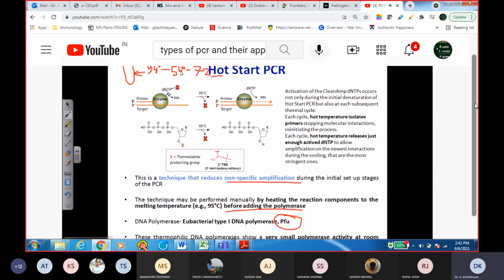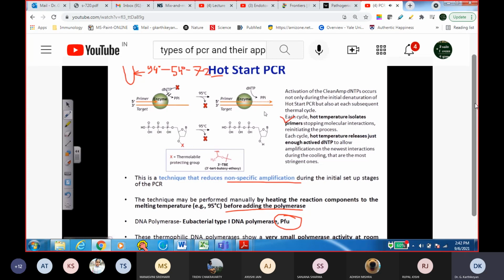So this cycle will be continued, but before all these things happen, we need to heat this master mix at 95 degrees Celsius, and heating this master mix to 95 degrees Celsius ensures two different things. In each cycle this hot temperature isolates the primer, stopping the molecular interaction.